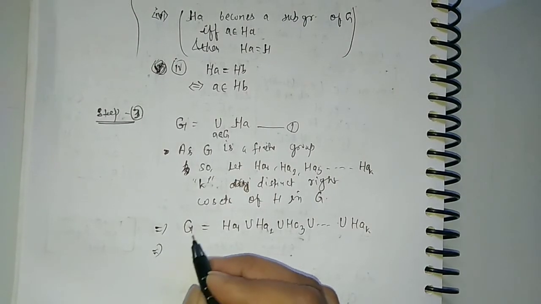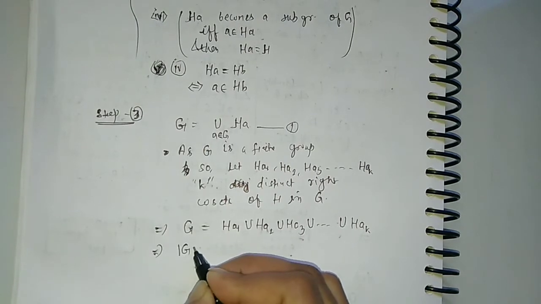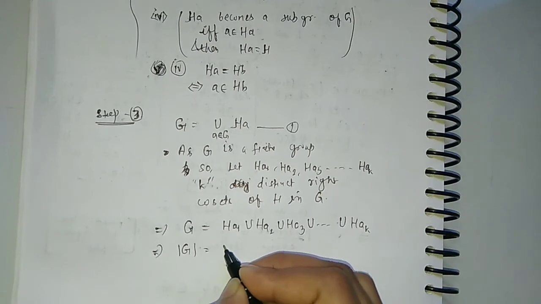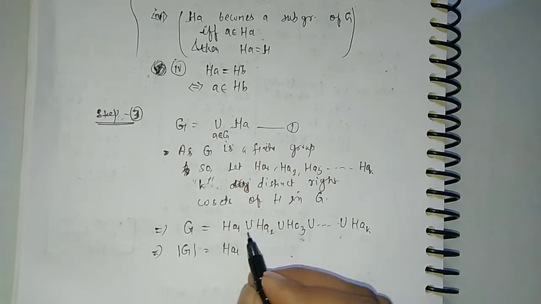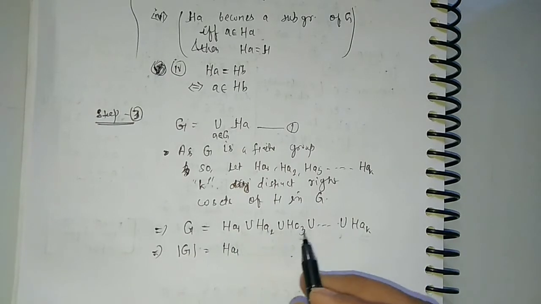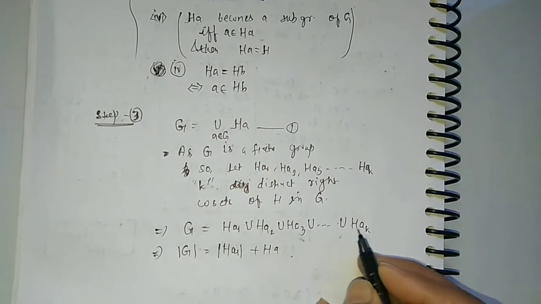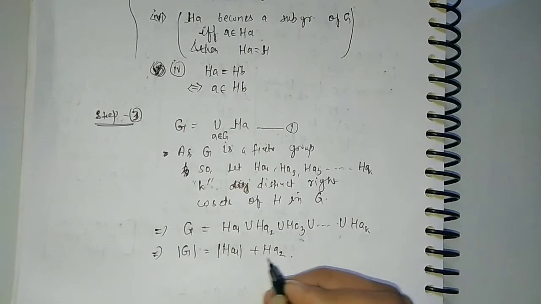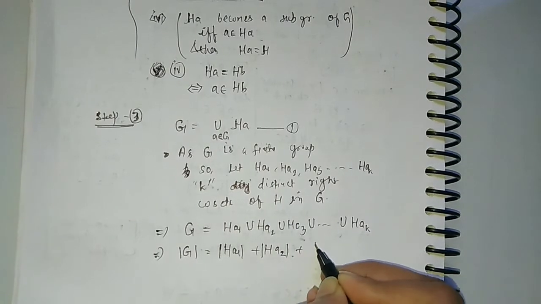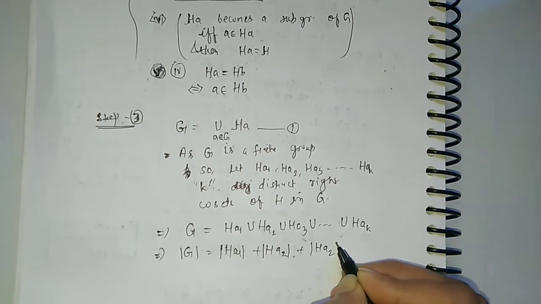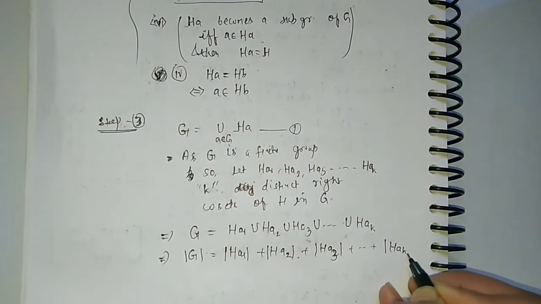And as G is a finite group, taking the cardinality from both sides, the cardinality of G, that is the order of G, is equal to, as all the cosets are disjoint because this is the representation of a partition, the summation of the cardinalities of the cosets. So cardinality of G will be equal to cardinality of HA1 plus cardinality of HA2 plus cardinality of HA3 dot dot dot cardinality of HAK.